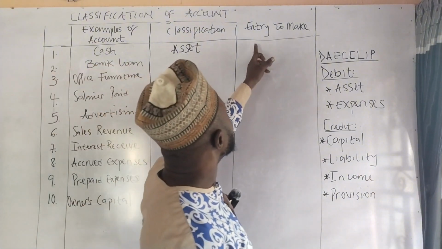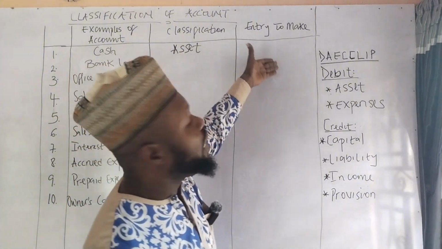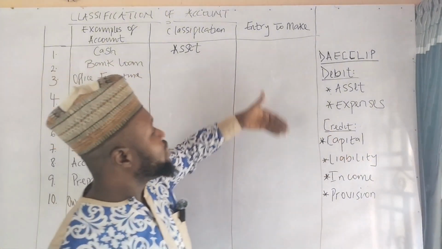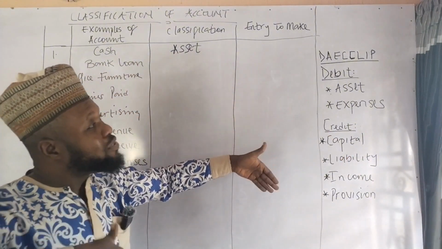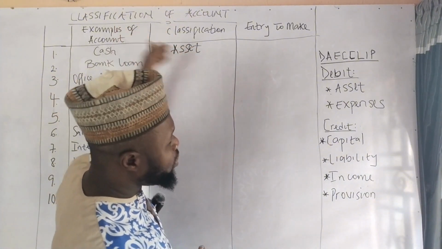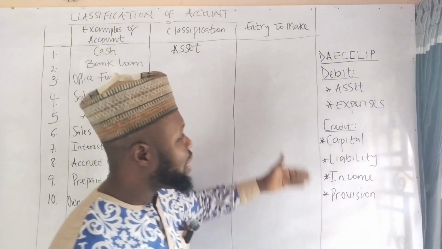Now look at this. As we are classifying each of these, we also need to make entries. We are requested to make entries for them. How do we make entries for them? They are trying to tell us to let them know whether we are to debit this account, or we are to credit the account. And how do we know whether we are to debit or we are to credit?